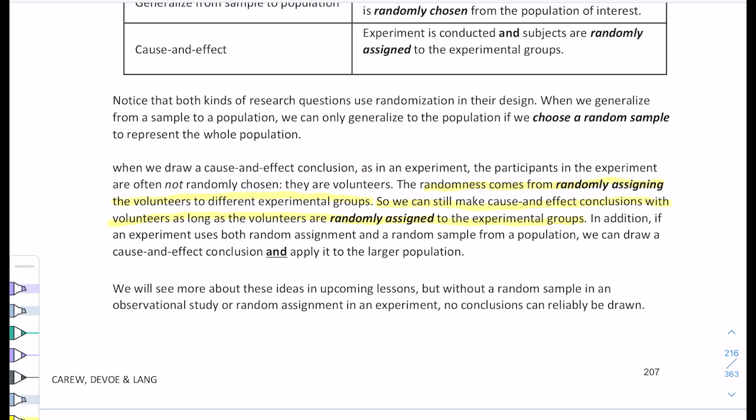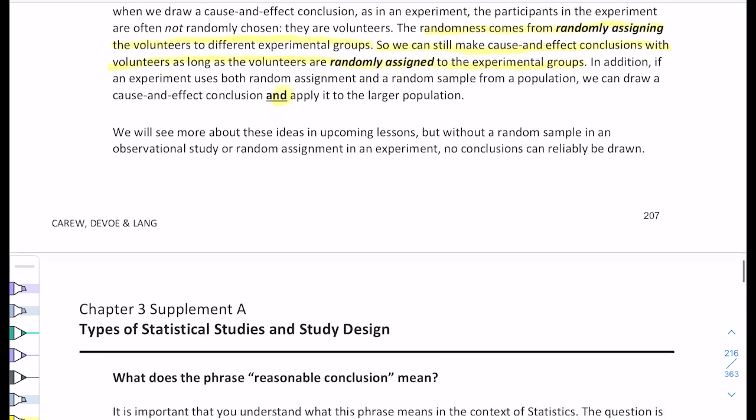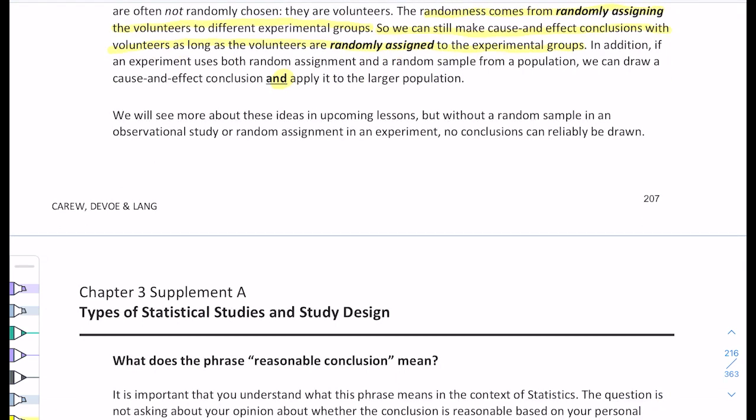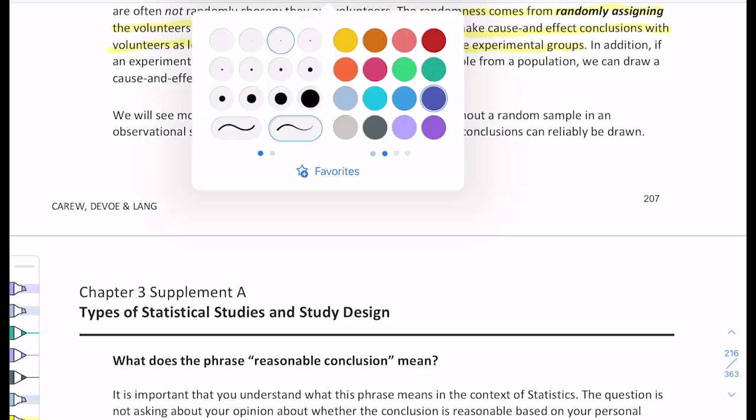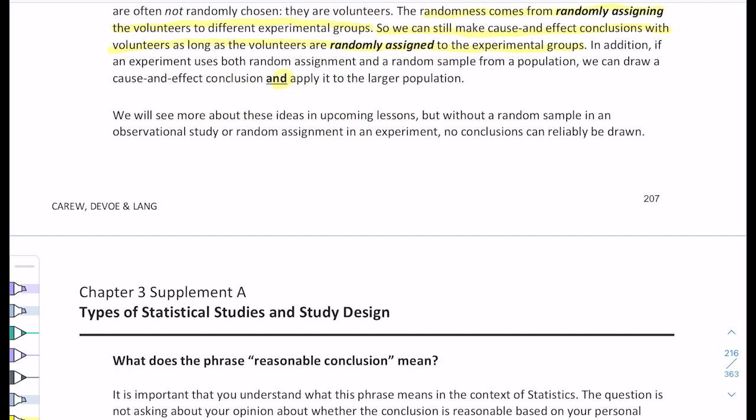If an experiment uses both random assignment and a random sample, even better, because then we can draw a cause and effect conclusion and we can apply it to a larger population. So we'll see more of these ideas in the upcoming lessons. But without random samples in an observational study or random assignment in an experiment, no conclusions can be reliably drawn. So I'm going to put a red flag right there. Make sure you understand and are aware of that.